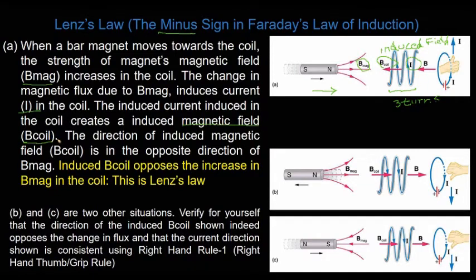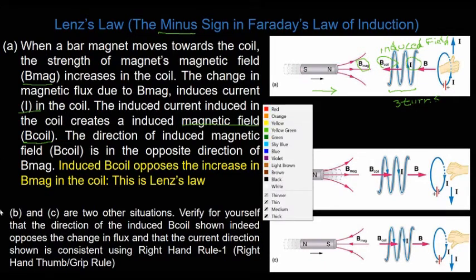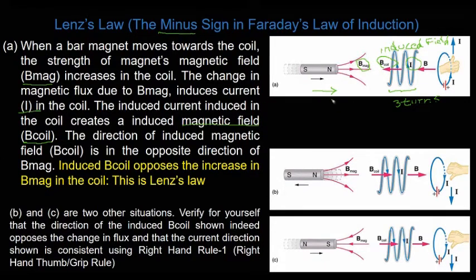And if we use the right hand thumb rule, that's what will give us the direction of the induced magnetic field. So we have to remember the thumb rule, which was presented in the earlier videos. Thumb rule gives direction of B coil.